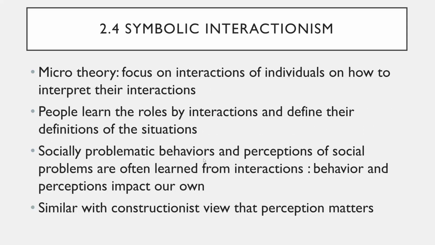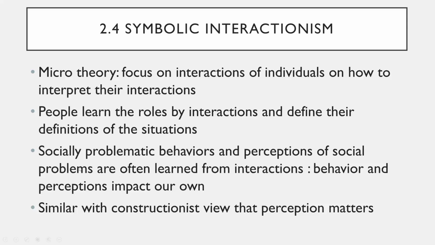So the last one is symbolic interactionism. This is a very micro theory because the first two theories, functionalism and conflict theory, watch the society as a whole. But symbolic interactionism wants to see the individual interactions: how people interpret their interactions and learn their roles through the interactions.